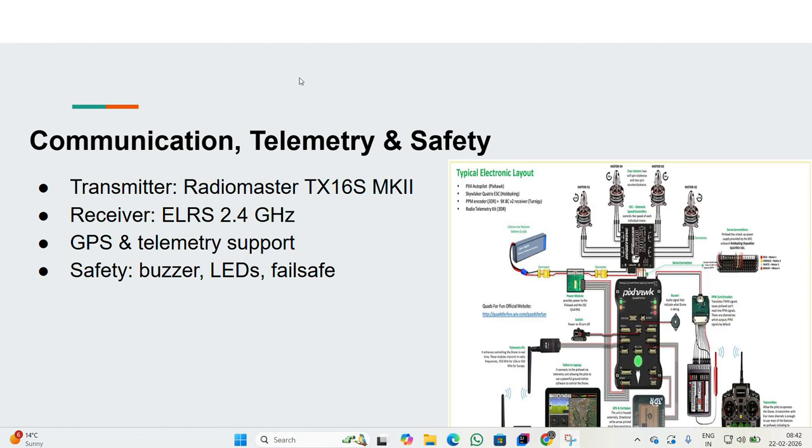Now communication, telemetry and safety. Transmitter: RadioMaster TX16S MKII. Receiver: ELRS 2.4 GHz, with GPS and telemetry support. Safety: buzzer, LEDs, fail-safe.